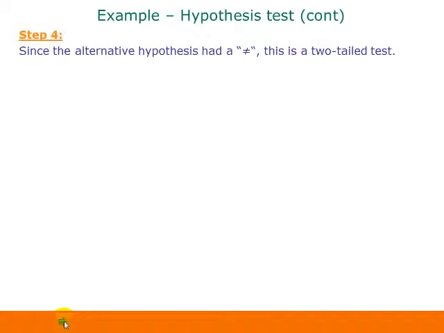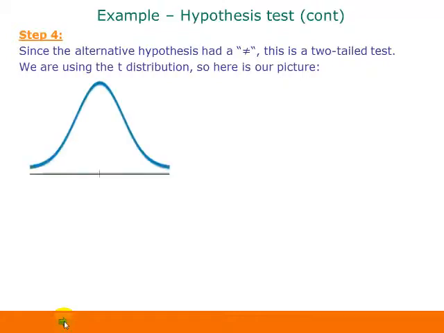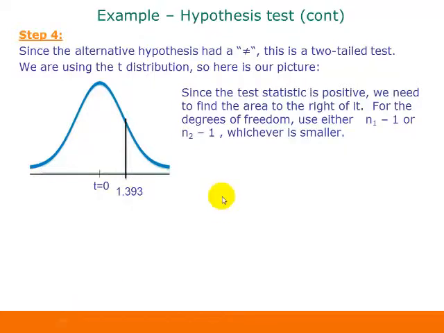Step 4, since our alternative hypothesis had a not equal to, that means this is a two-tailed test. And we're using the t-distribution. So here's our picture. We have t equals 0 in the middle. Our test statistic was 1.393, so it goes over on the right side of 0. Because this is a two-tailed test, we're just taking whichever side of 0 the test statistic is on and using that tail. So we're going to find the area to the right of our test statistic.